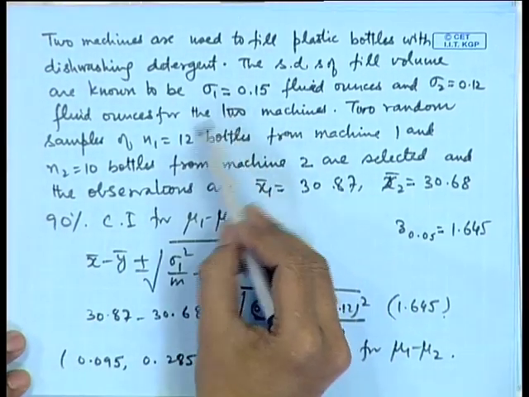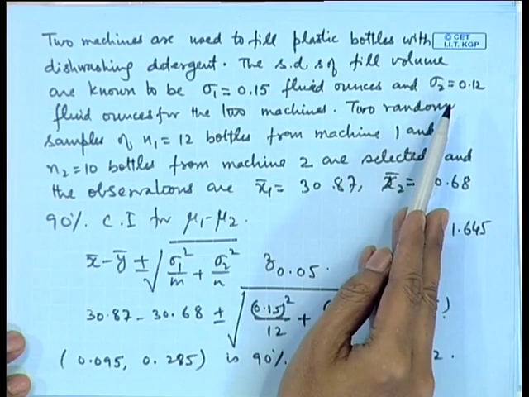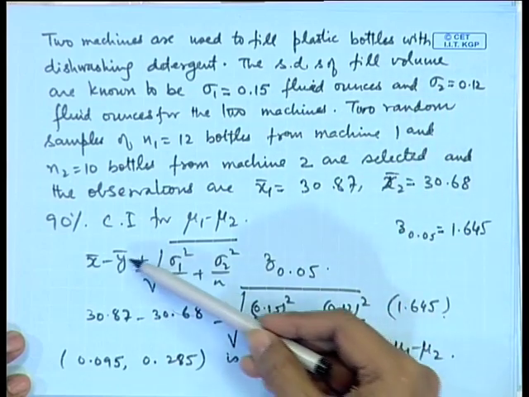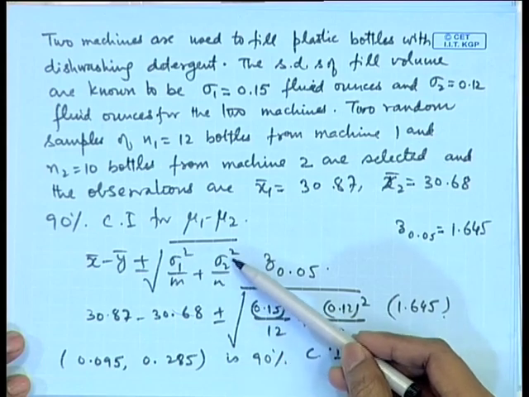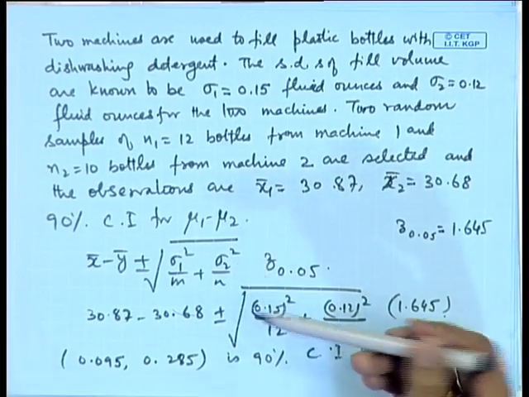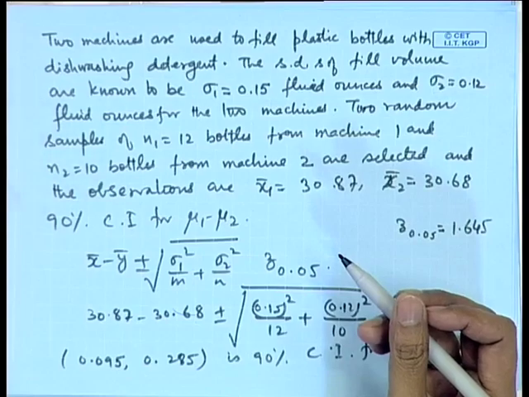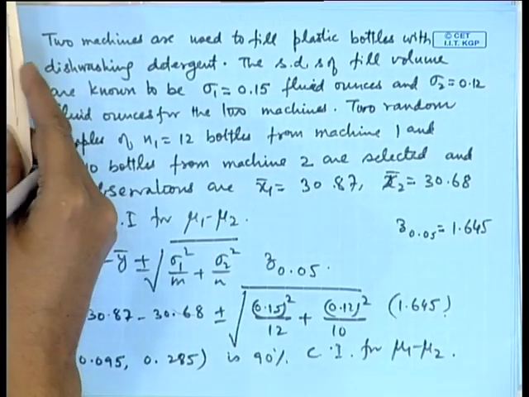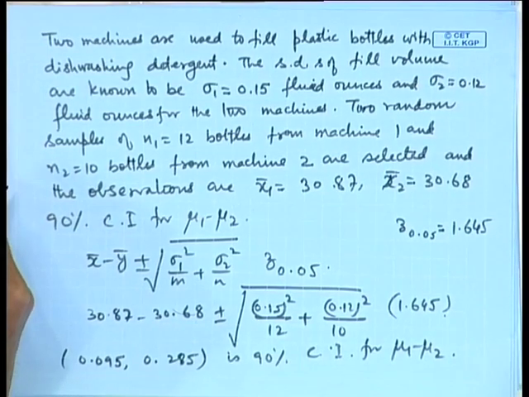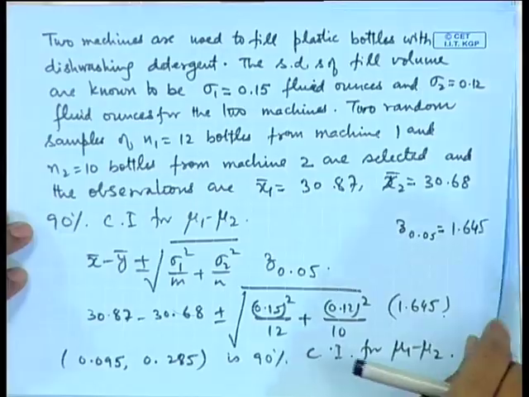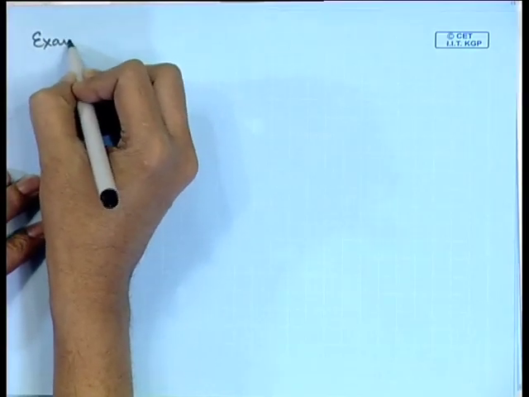So, here the variances sigma 1 square and sigma 2 square were known. So, we have adopted a procedure where the formula for known variances is utilized here. Let me take another example here.